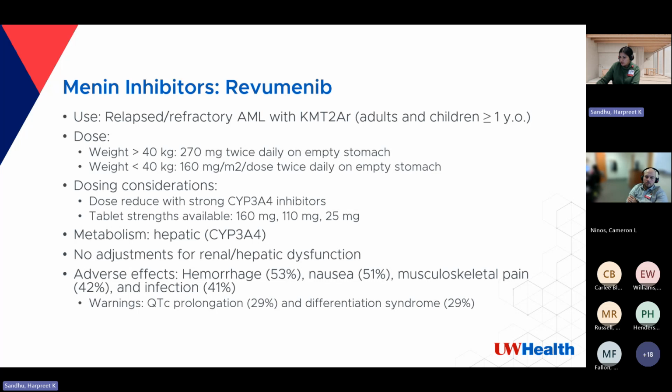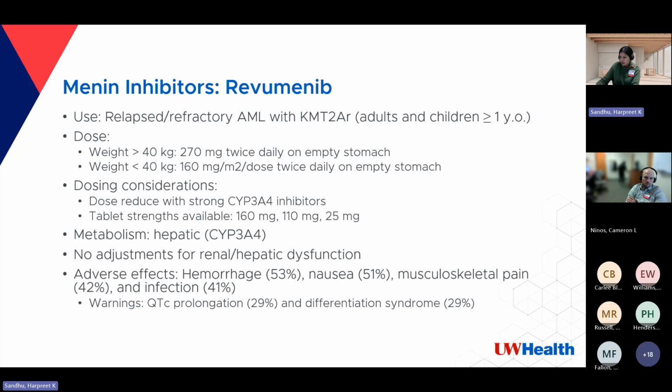A couple of dosing considerations. There are dose reductions warranted when used with strong CYP3A inhibitors, and that is called out in the package insert. So I'll direct you there if starting something like posaconazole or voriconazole. This one does have multiple tablet strengths available, 160, 110, and 25. So looking at the dosing, it's possible somebody may require two different tablet strengths for this medication. So another thing to think about when prescribing and educating on the drug.